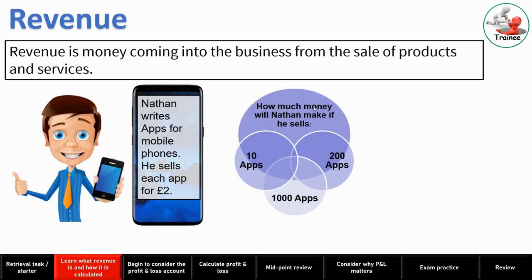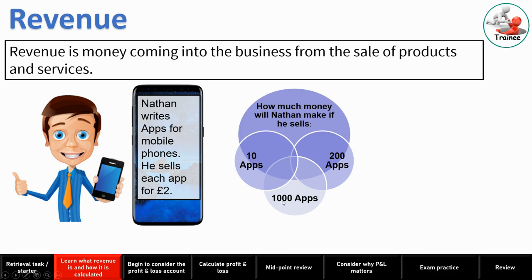Okay, revenue. Now, revenue is the money that you make when you sell your products. So here's an example. I've got Nathan. He writes apps and he sells this app for £2 per download. So how much revenue would Nathan make if he sells 10, 200 or 1,000 apps?